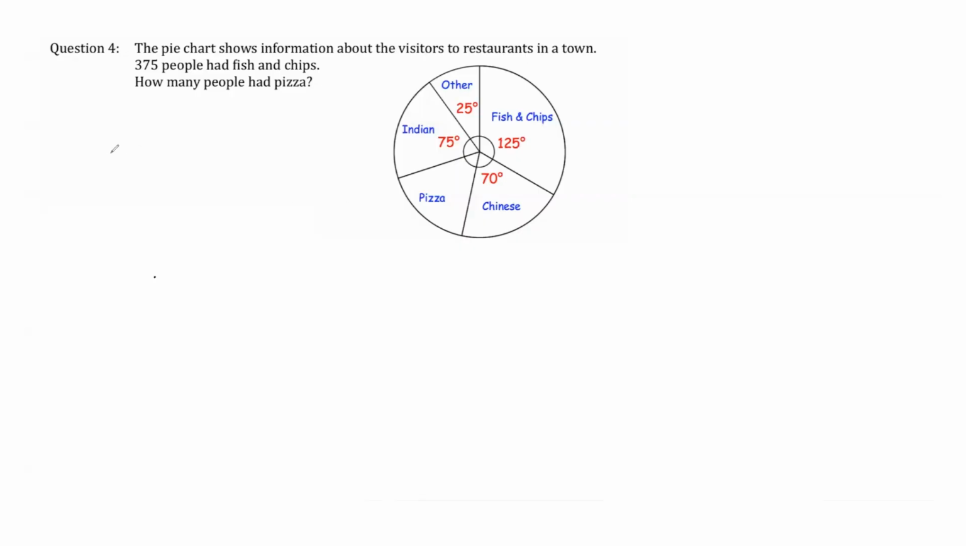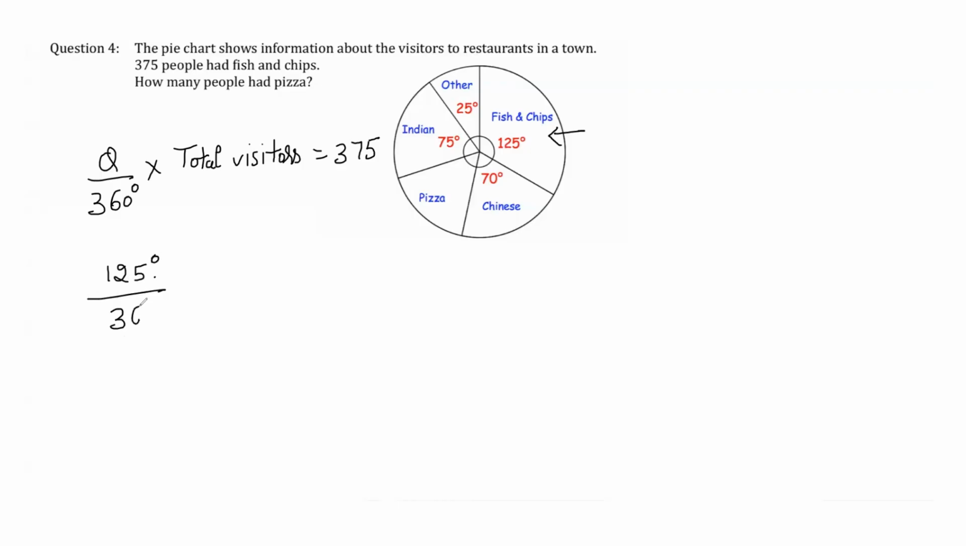We will write down here theta over 360 degree into total visitors is equals to 375. So we are using it for fish and chips. And for fish and chips, the value for theta is given as 125 degree. So we'll put it here 125 degree over 360 degree into total visitors is equals to 375. So first we will solve this part. And once we get this, then we are able to calculate how many total visitors there are.